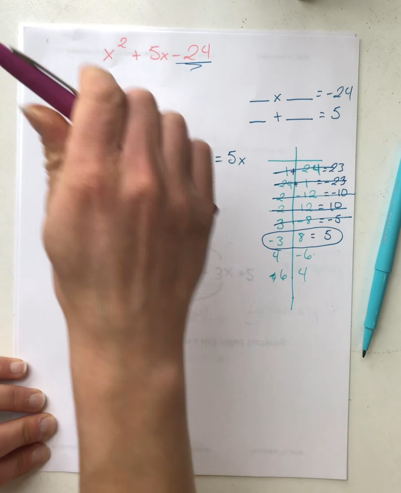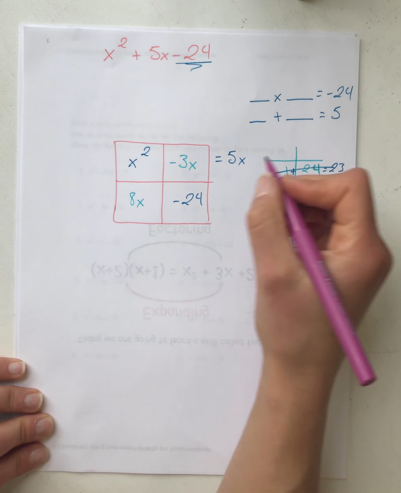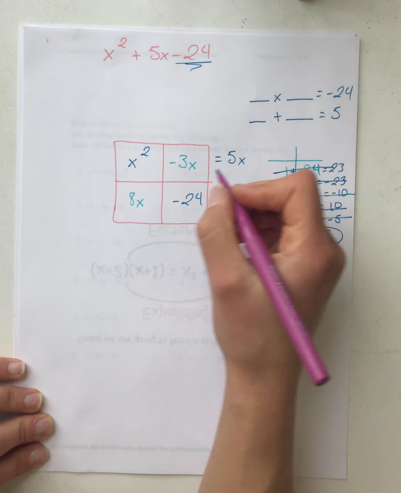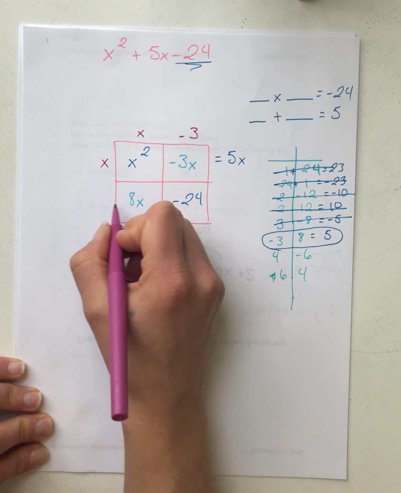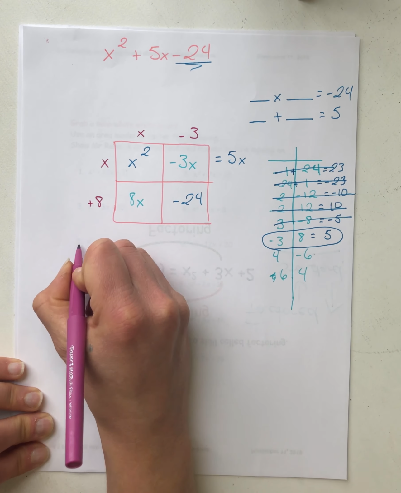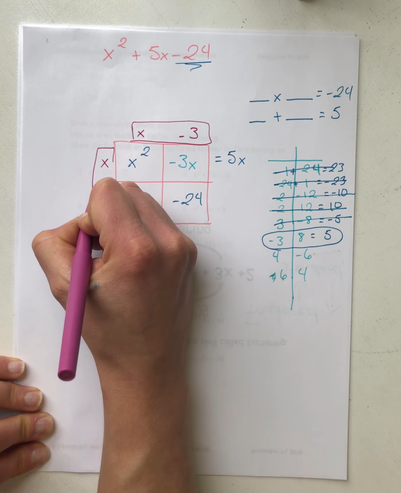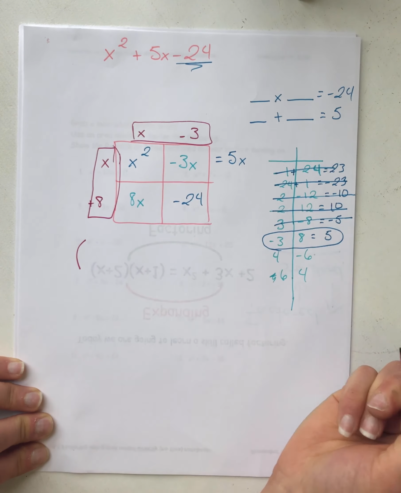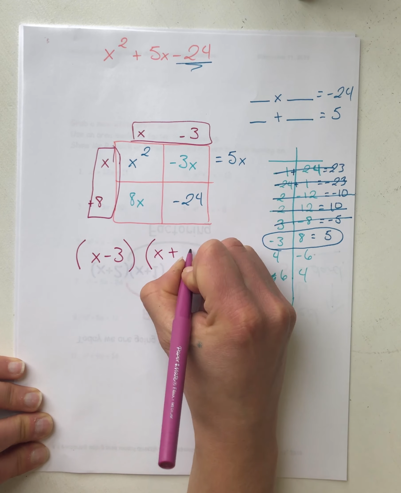And then we can pull these out of the window. So we'll start here and we can do x and x. And then we can pull this out of the window. That's negative 3. Pull this out of the window and it's positive 8. And then we can write our factors, because our factors are these. So lovely, I know. So x minus 3 and x plus 8.